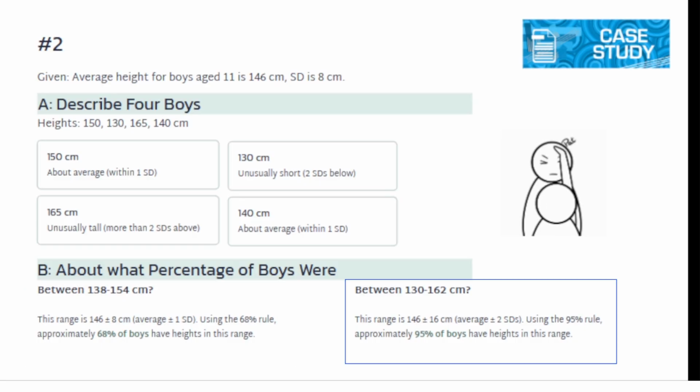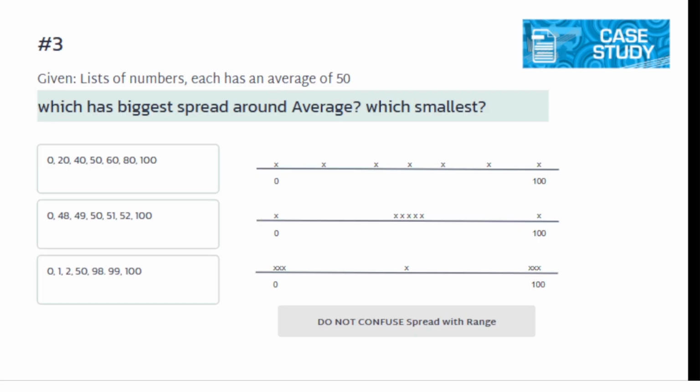This range, again, you convert it to the terms of the average and the standard deviation, and then you will find that this range is basically 2 standard deviation, 16 centimeter on 2 sides of the average. So this range is average plus or minus 2 standard deviation. Then using the 95% rule, approximately 95% of the boys have heights in this range. Next case study, we have 3 lists of numbers. Each has an average of 50.